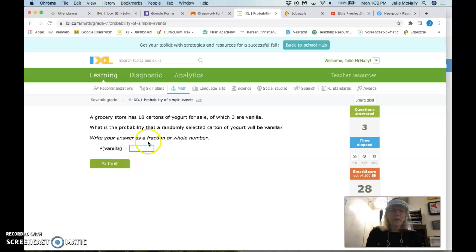Sorry. A grocery store has 18 cartons of yogurt for sale, of which 3 are vanilla. What is the probability that a randomly selected carton of yogurt will be vanilla? Again, as a fraction, 3 vanilla out of 18 total.